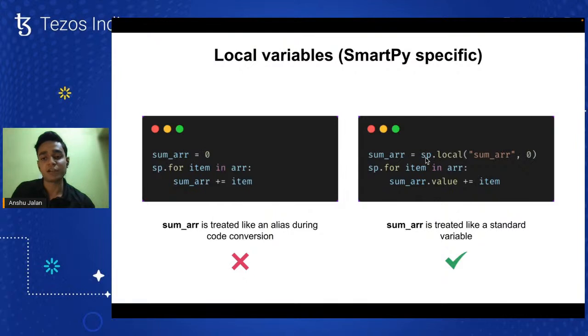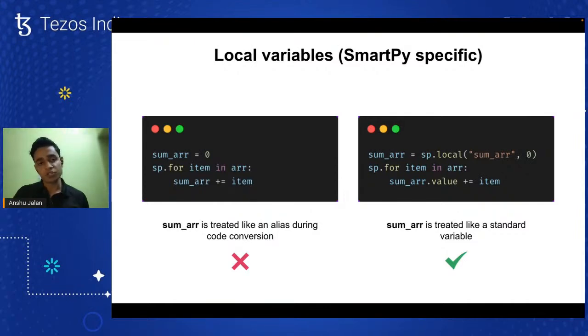So in this case, the way we define a local variable is using sp.local, and then we give some alias for the local variable. Ideally, we give the same alias that we provide here, that is the name of the variable. And finally, in the second value, we pass the initial value of the local variable. And whenever you want to access or modify a local variable, you use the name and then you append a dot value field to actually use or modify the local variable.